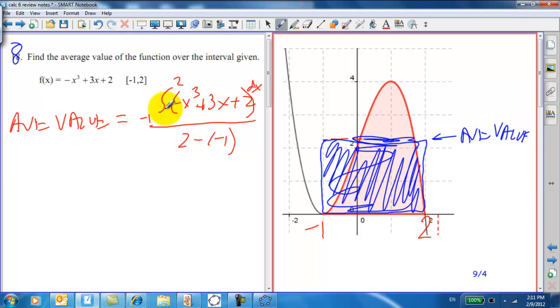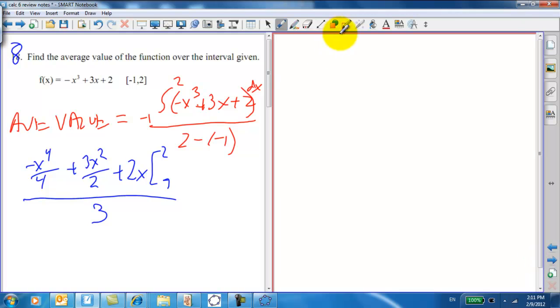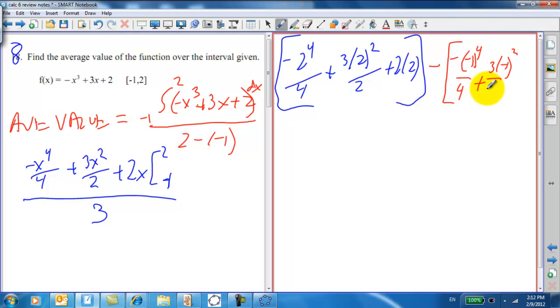So let's come up with that over here. To do this integral, we're going to do negative x to the 4th over 4 plus 3x squared over 2 plus 2x, and evaluate that from negative 1 to 2 and divide the whole answer by 3. So this takes quite a bit of doing in terms of calculating with the arithmetic. You got to put 2 in, so it's negative 2 to the 4th over 4 plus 3 times 2 squared over 2 plus 2 times 2. Take all that and then subtract off what happens when you put negative 1 in: negative 1 to the 4th over 4 plus 3 times negative 1 squared over 2 plus 2 times negative 1. And all that will be divided by 3.